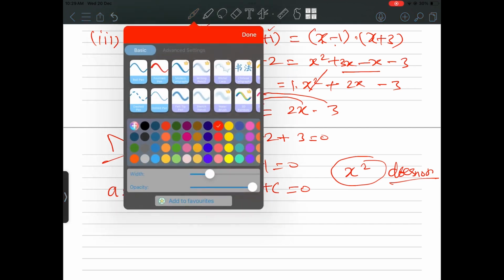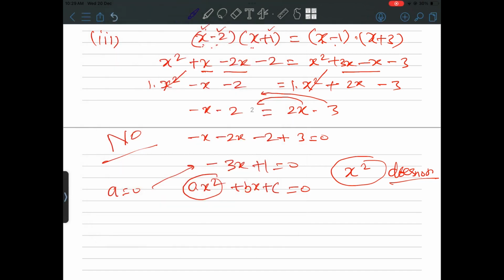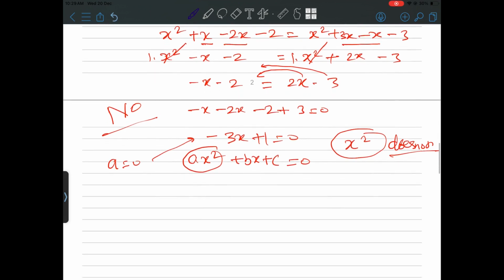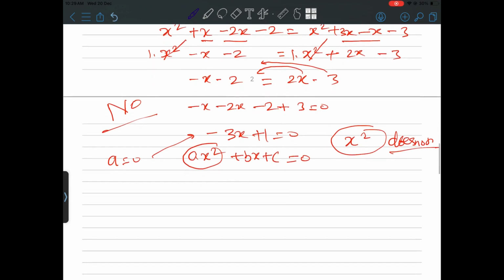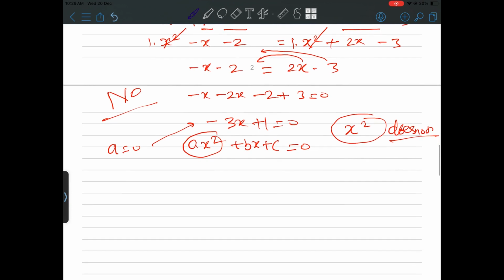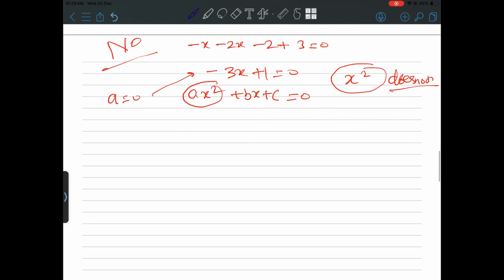The main thing is that you have to solve the equation, simplify it, and check whether it has x square as the maximum power or not. Maybe there will be x square, but there might be x cube also, right? Let's see another question. Question number 4.